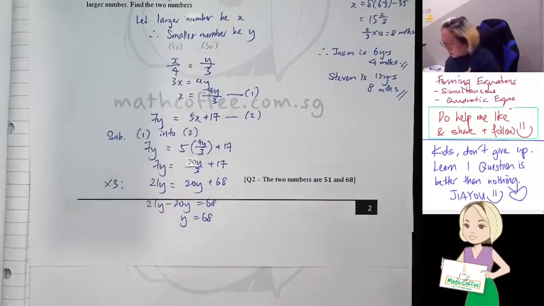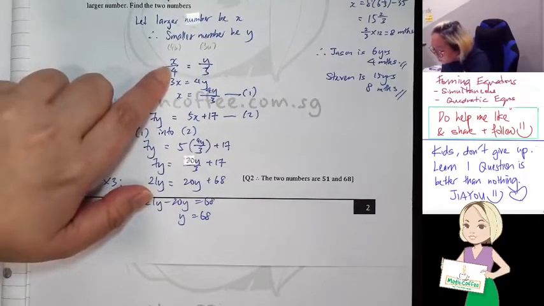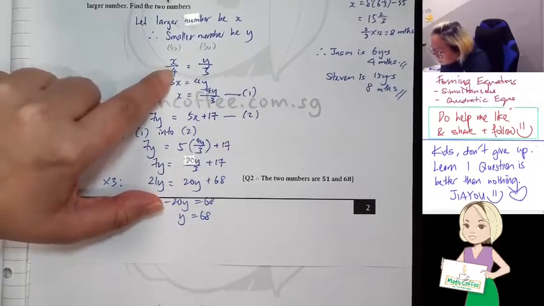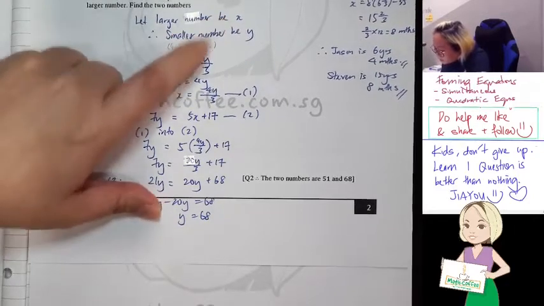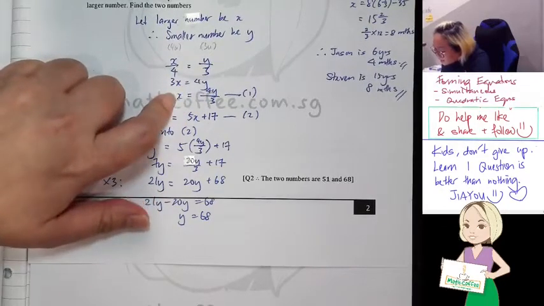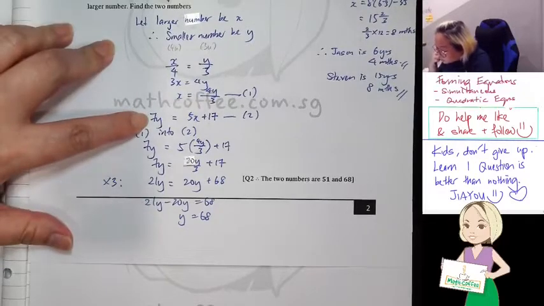So now you see the smaller number is 68. Hey, why is it that the y is mine? Yeah, I put wrongly just now. X is the larger number. I divide by 4. Smaller number I divide by 3. Cross over, 3x equals to 4y. X equals to 4y over 3. 7 times the smaller number is 17 more than 5 times the larger number. Correct.